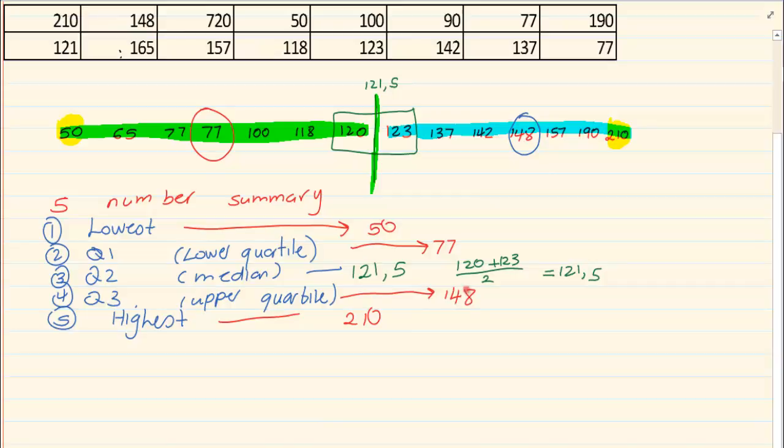So what is my 5-number summary? My 5-number summary is going to be the values that we had just calculated. So it would be 50, 77, 121,5, 148 and 210.